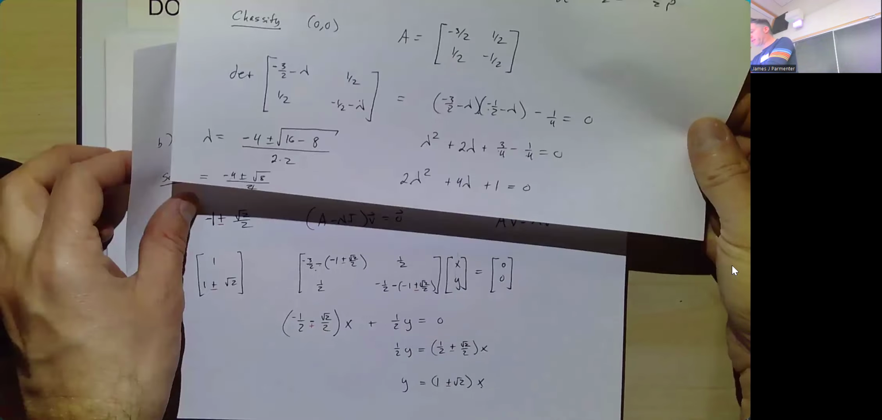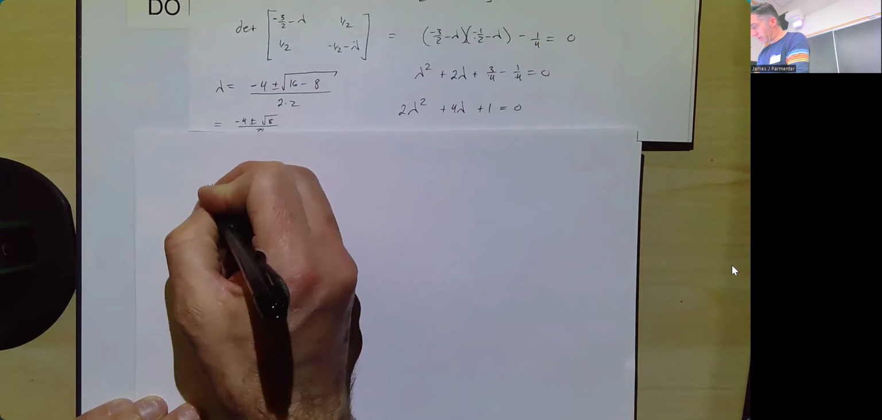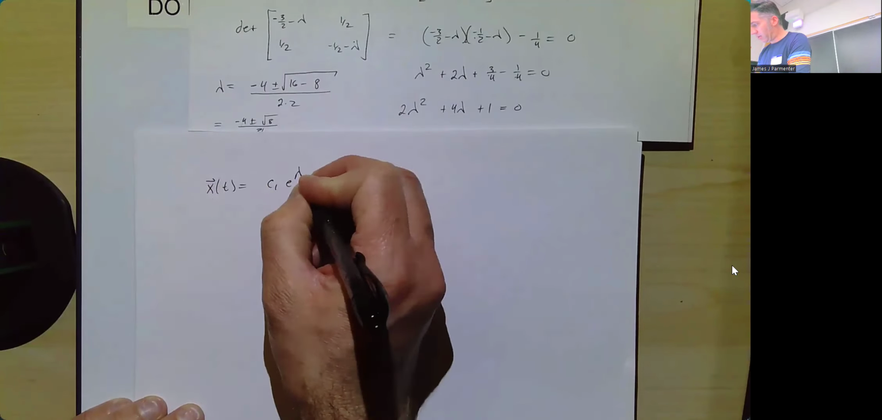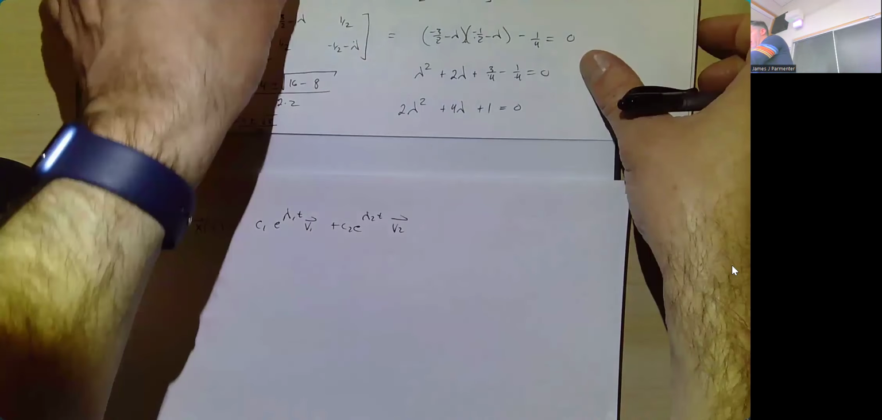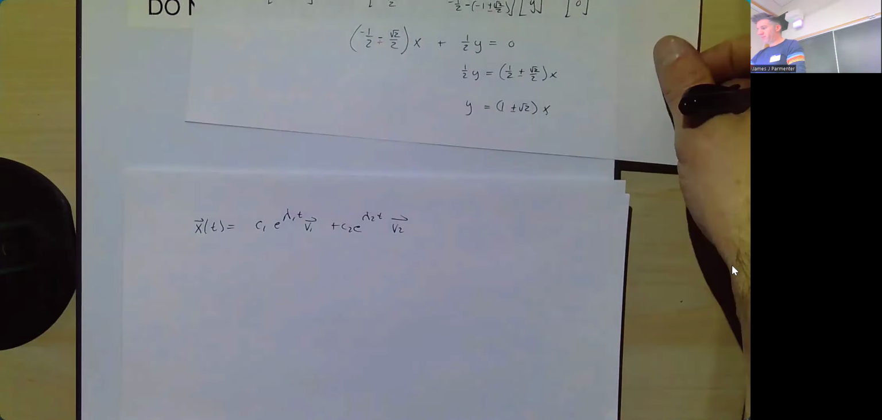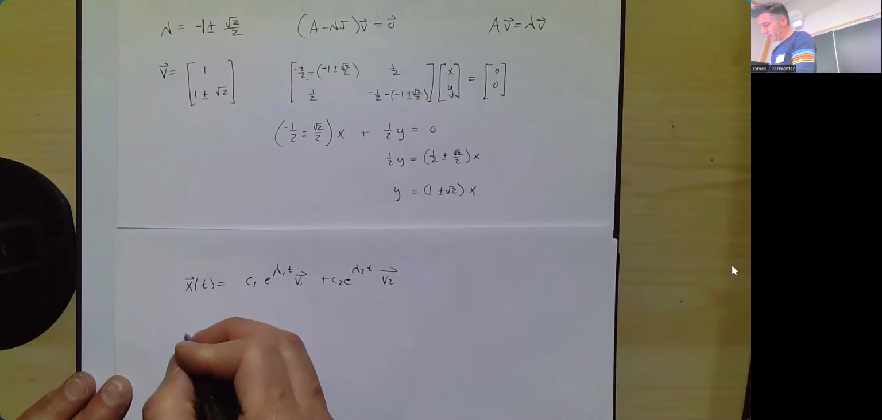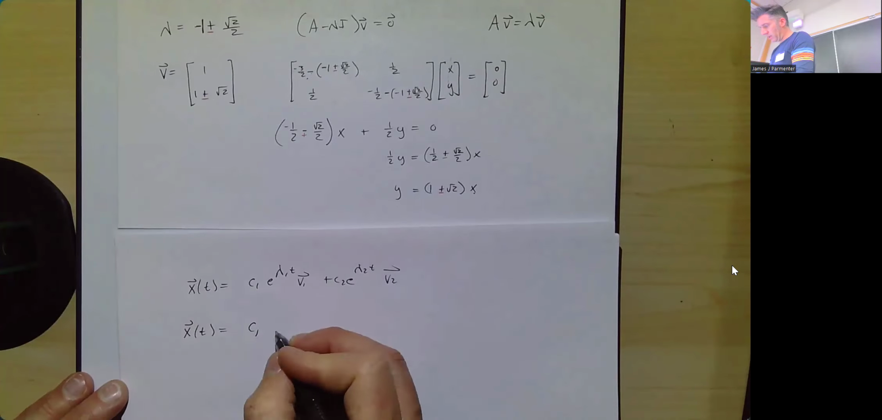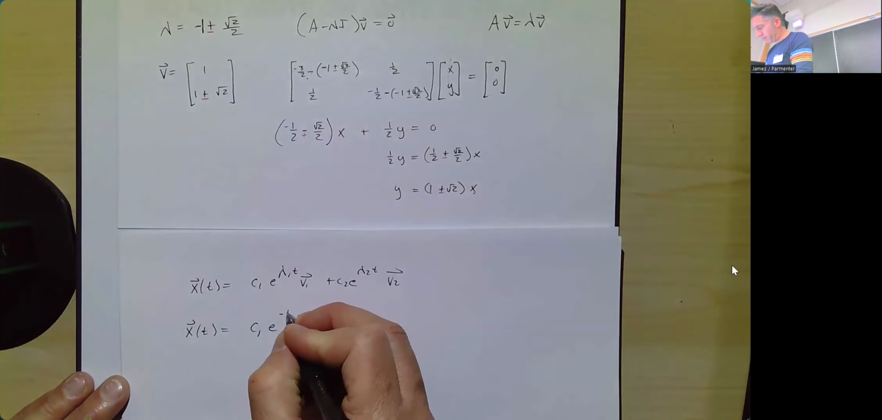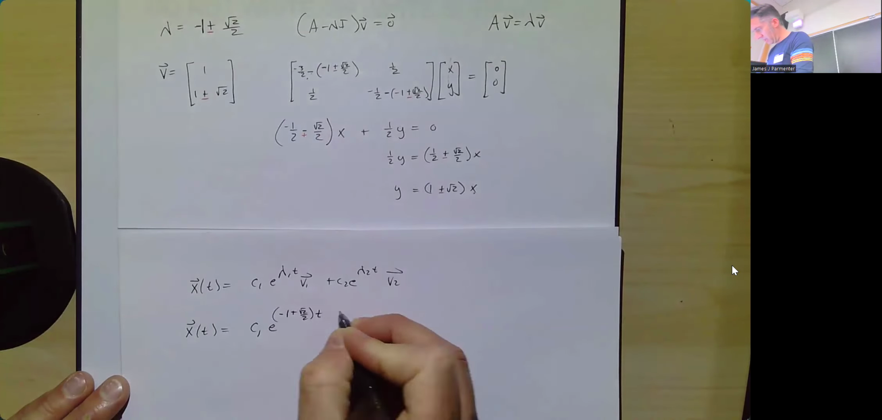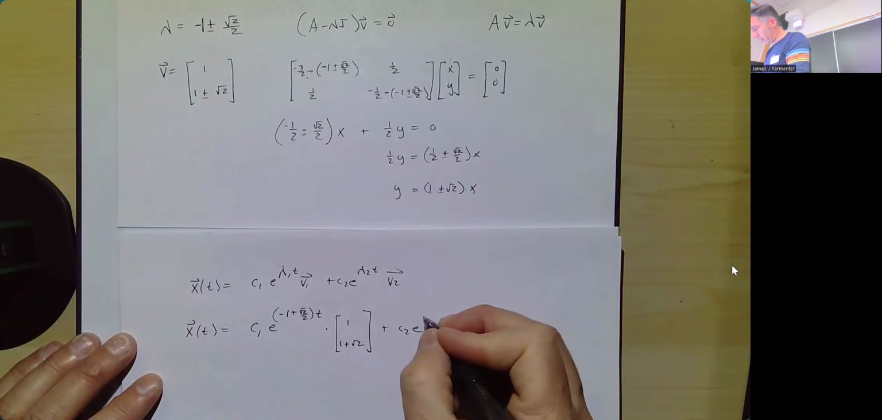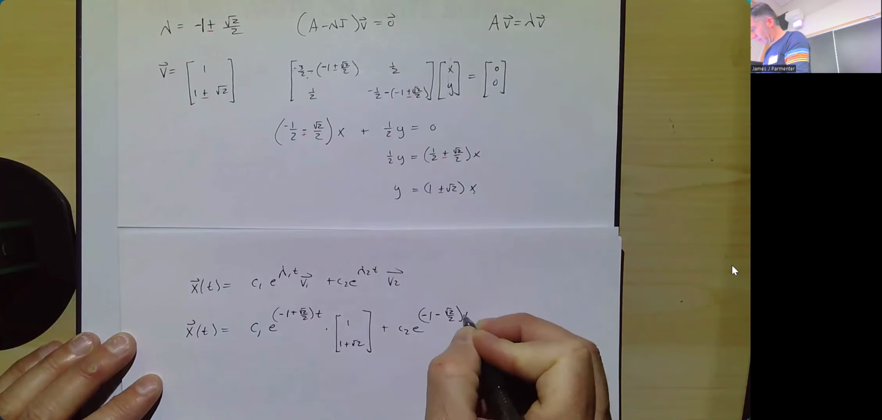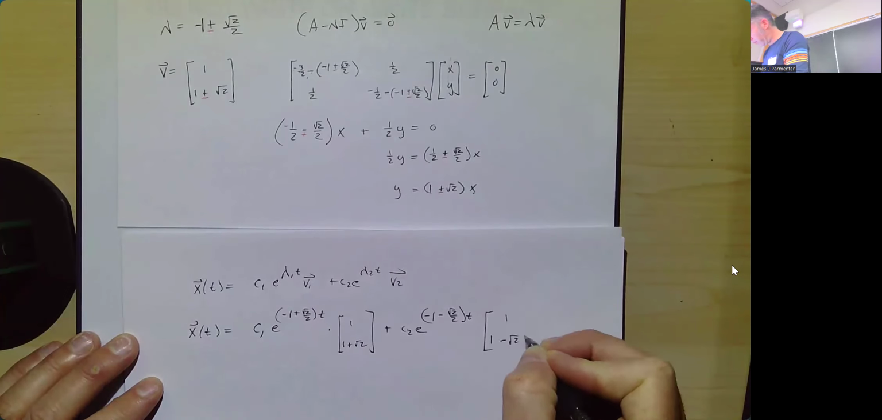Next, the general solution, we know how to do that. You've just got your x of t equal to c1 e to the lambda 1 t v1 plus c2 e to the lambda 2 t v2. So we're just going to take our eigenvalues and our eigenvectors and use our lovely formula. So I'm going to get x of t equal to c1 e to the (-1 plus √2/2), kind of gross, times t times v1, which is 1 plus √2. And then your c2 e to the (-1 minus √2/2) times t times my v2, which is 1 and 1 minus √2.